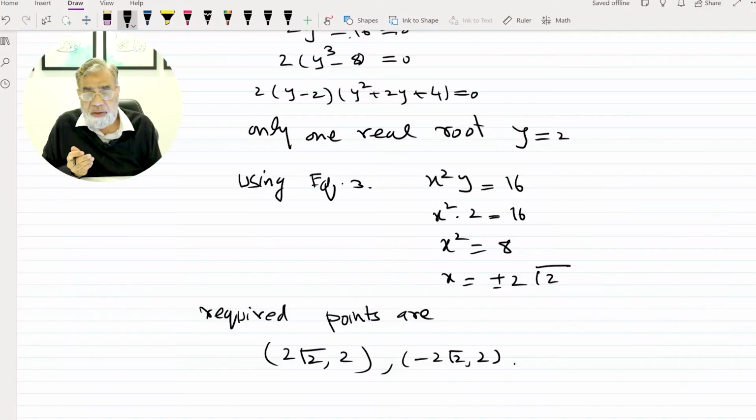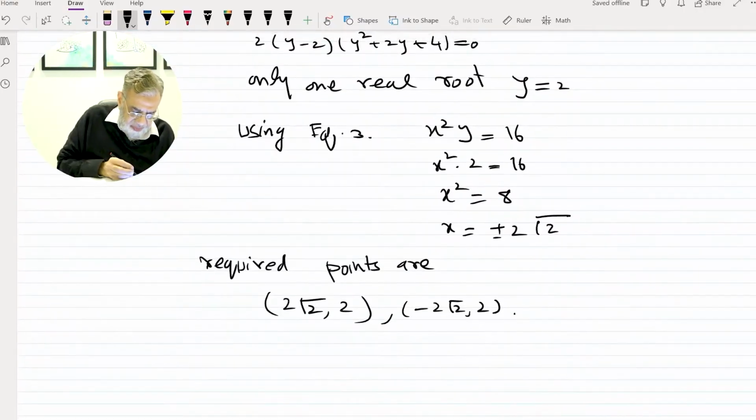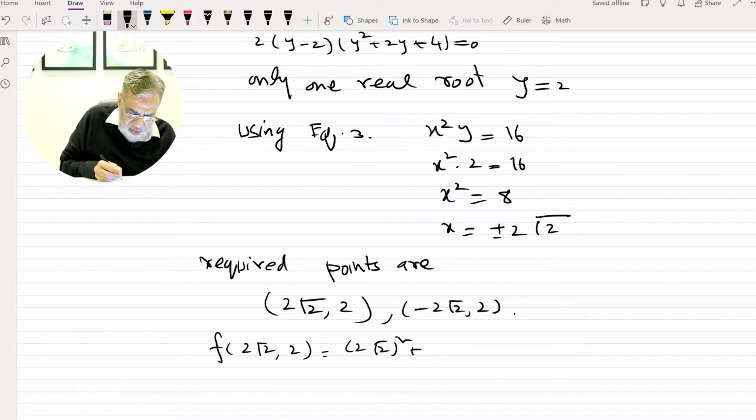Now we get the value of the function at these 2 points. The largest value will be maximum, and the least value will be minimum. So I find here the value of the function f(x, y) at 2 root of 2 and 2. That is 2 root of 2 whole square plus 2 square. So that gives me 8 plus 4, and that's equal to 12.